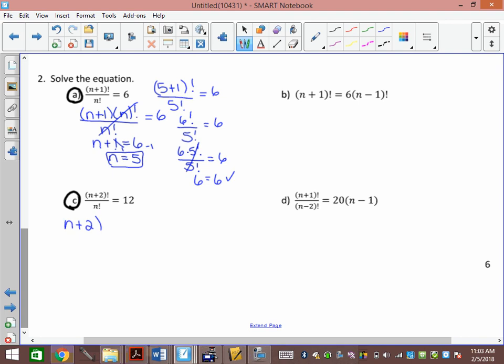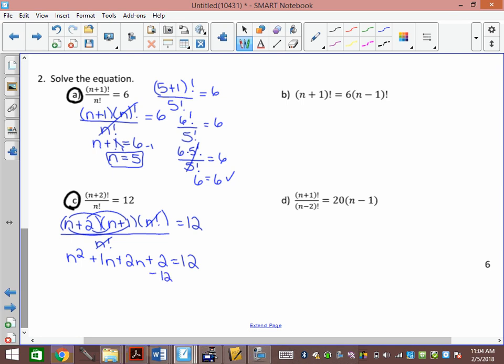N plus 2, n plus 1, n factorial equals 12. FOIL it out. So distribute n squared plus n plus 2n plus 2 equals 12. I have a squared. That means I have to move everything to one side, get it equal to 0 every time. Just like grade 11 all over again for like 2 months. Actually, ever since you learned quadratics, you had to do it for the rest of the year.